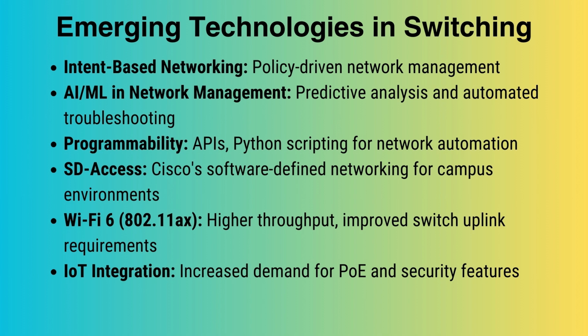Programmability through APIs and Python scripting enables network automation, reducing manual configuration efforts. Software-Defined Access (SD-Access) from Cisco is a modern approach to campus networking, simplifying network management and enhancing security. Wi-Fi 6 (802.11ax) provides higher throughput and improved efficiency, increasing the demand for better switch uplinks.